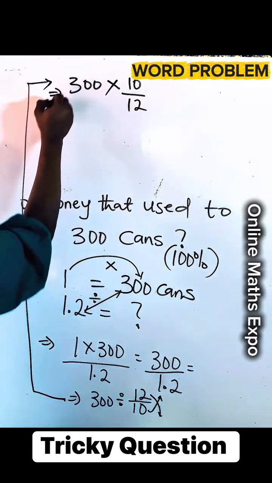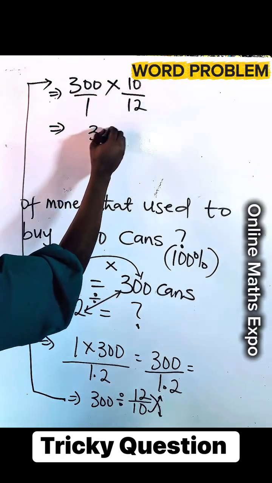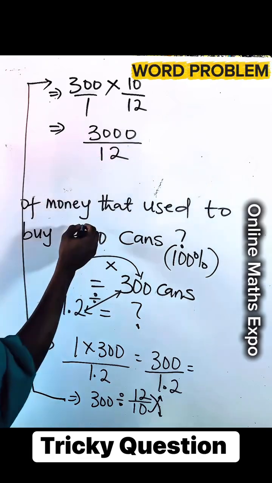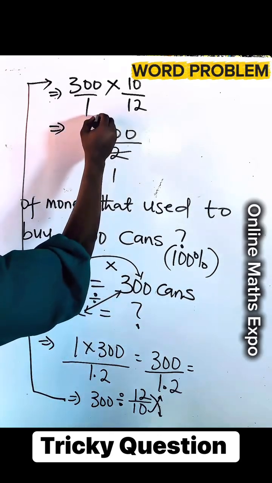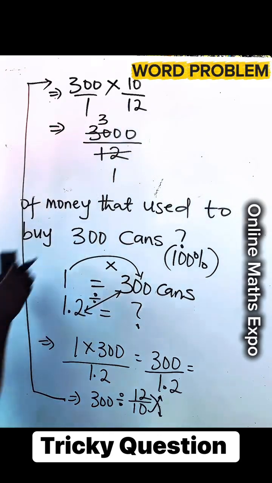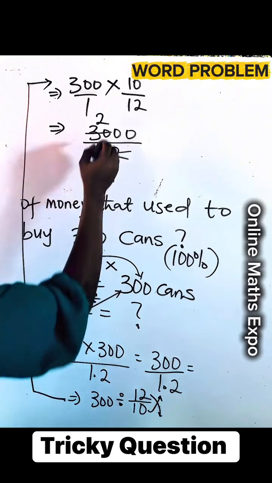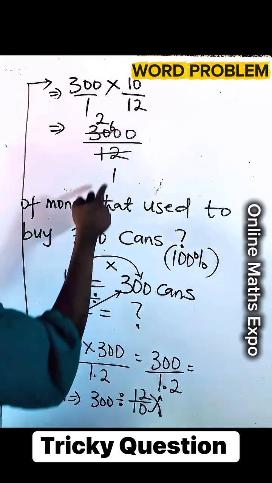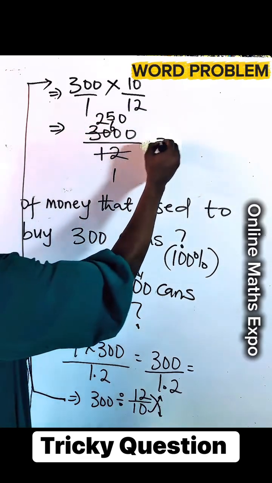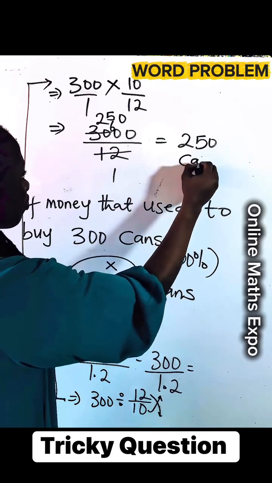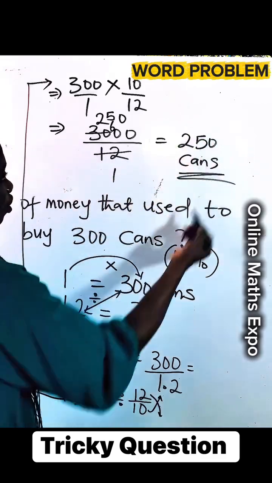So if you work this out, this is 300 over 1, multiply this, it gives you 3,000 divided by 12. So 12 in 30 will give us 2, which is 24, remaining 6. If you put that 6 before this 0, it gives us 60, and 12 in 60 gives us 5, and 12 in 0 is 0. So it means you are going to have 250 cans. If you divide 3,000 by 12, it gives you 250.